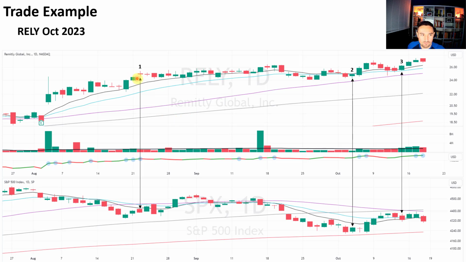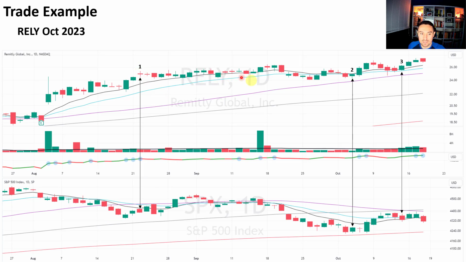But why was I targeting Rally? Okay, point number 1, what's stronger, the stock or the index? Well, the stock is up here making a series of higher highs, higher lows, higher highs, higher lows, right? Great reaction to the earnings, 52-week highs, while the index is generally doing the opposite. It's doing vice versa. It's making a series of lower lows, lower highs, lower lows, lower highs. So the stock is much stronger, way stronger.